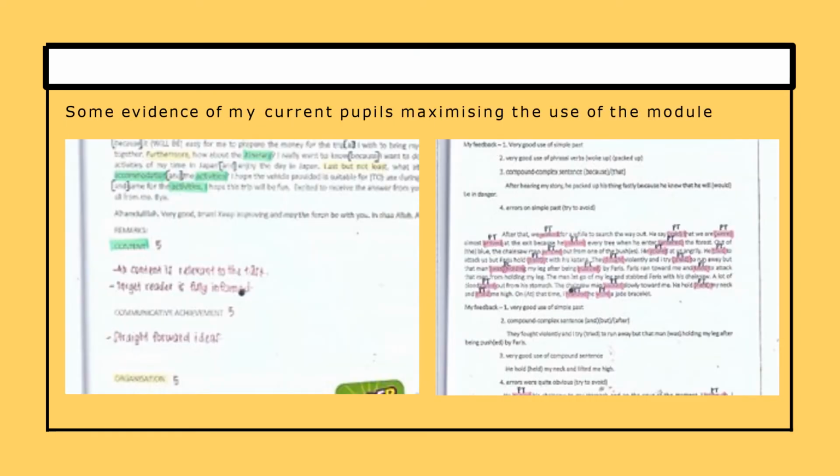Here is the evidence of my current pupils maximizing the use of the module. So they highlighted the past aspects, past tense, past continuous, past perfect, and whatnot. They also wrote comments on content, communicative achievement, organization, and language.